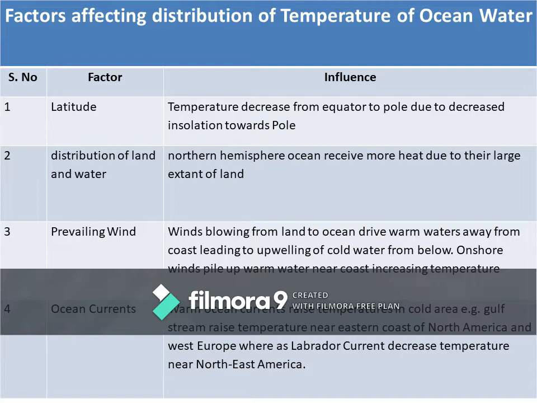Next is ocean currents. Warm ocean currents raise the temperature in the cold areas, while the cold current decreases the temperature in the warm areas. So the Gulf Stream raises the temperature near the eastern coast of North America and the west coast of Europe, while the Labrador current lowers the temperature near the northeast coast of North America. This is an example of how ocean currents affect the temperature.